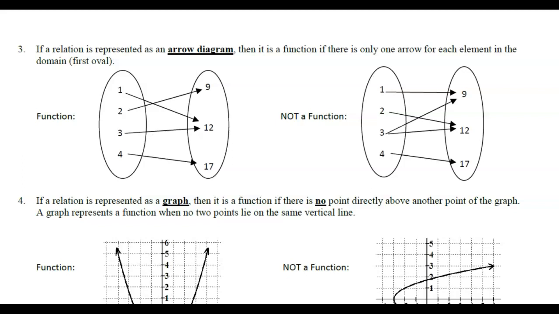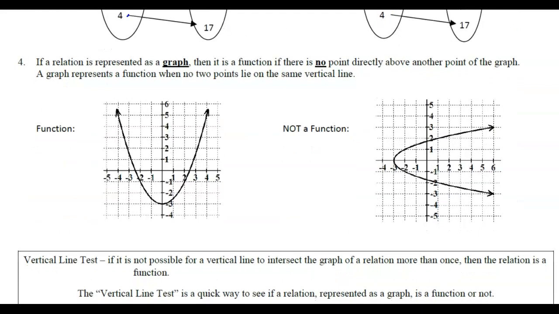So question 3, if a relation is represented as an arrow diagram, then it's a function if there's only one arrow for each element in the domain in the first oval. So this is a function, there's only one arrow coming from each of these. If there's two arrows coming from a value, then obviously there's going to be two different y values, so that's not a function. So that's an easy way to check.